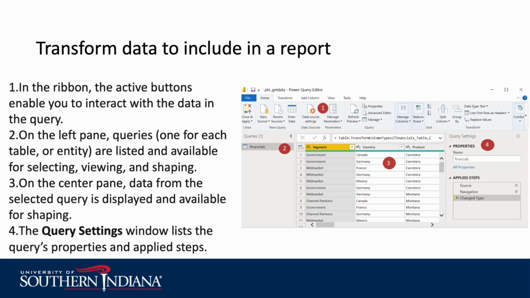In this screenshot, we see the Power Query Editor interface. The left pane lists all queries, one for each table or entity. The center pane displays the selected query's data, and the right pane shows applied steps. You can interact with data using the ribbon at the top. This is where you begin shaping your data for analysis.